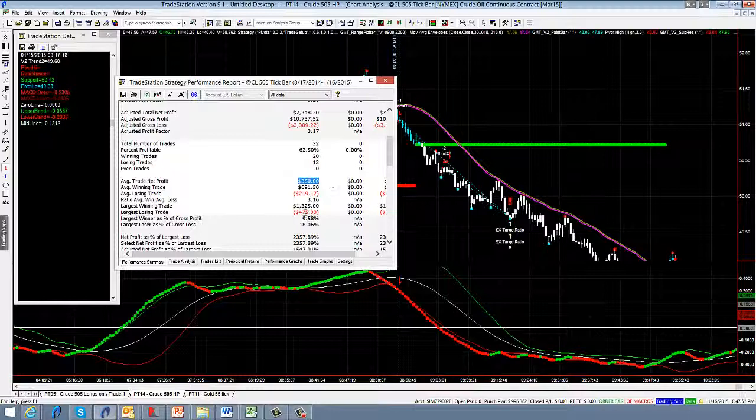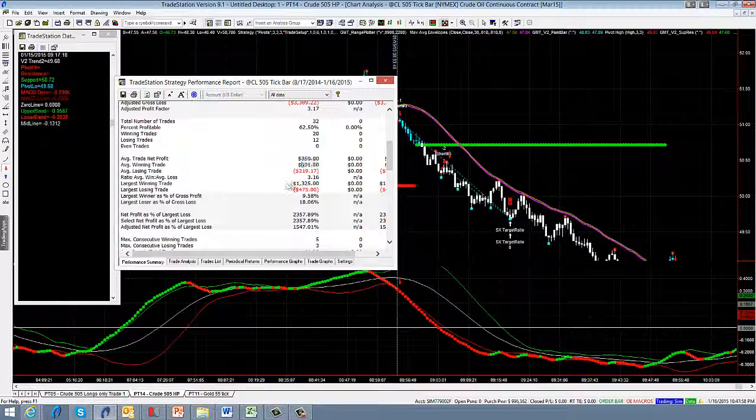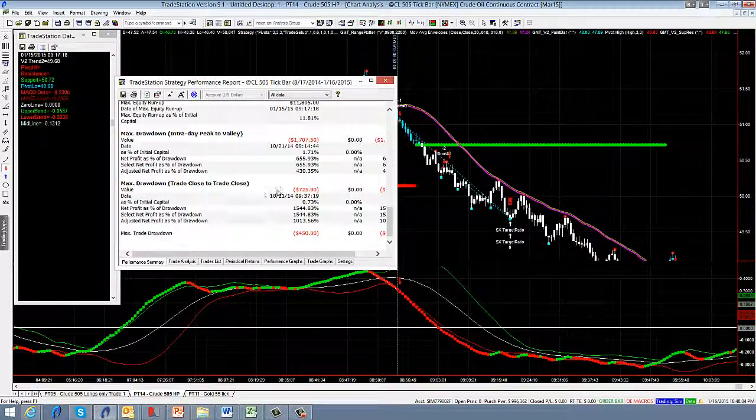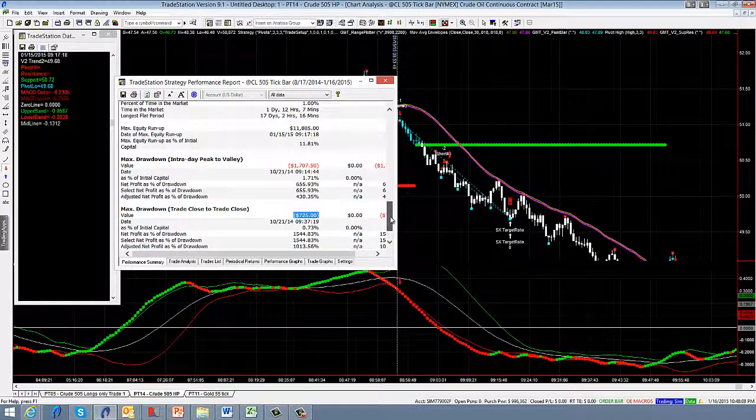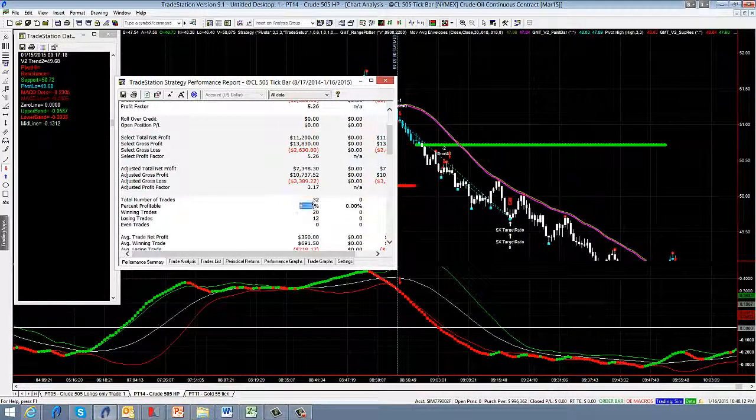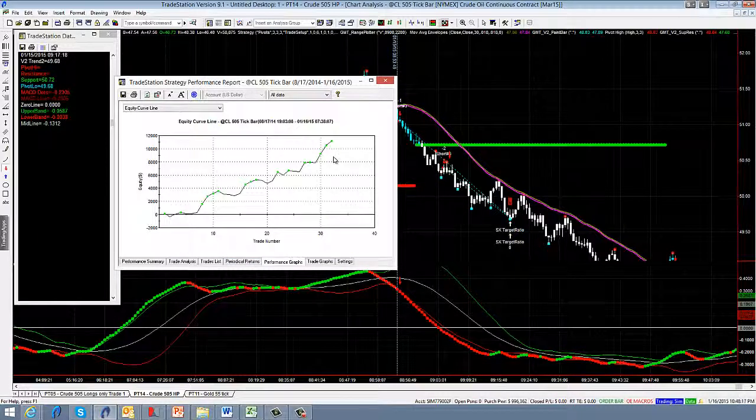Our average losing trade is $219. Our average winner is almost $700. That is fantastic. You can see our largest winning trade is $13.25, our largest loser $4.75, and then if we scroll down here to our max drawdown, $7.25. That's fantastic. So this is a really, really nice strategy. It's sitting at a 62% win rate, just beautiful, and you can see the equity curve there, nice. That's back over 5 months.